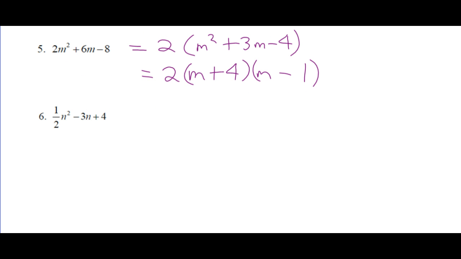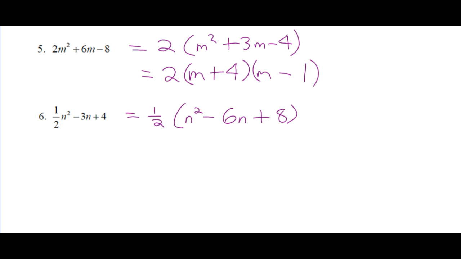Next one. I don't want a half in front, so I'm going to take the half out as a common factor. So 1/2, okay? So n squared. Now, it's going to be a minus because it's got to have that sign. Half of what is going to give me 3? Half of 6. So this will be 6n, right? And half of what gives me 4? 8. Okay, now check this, right?